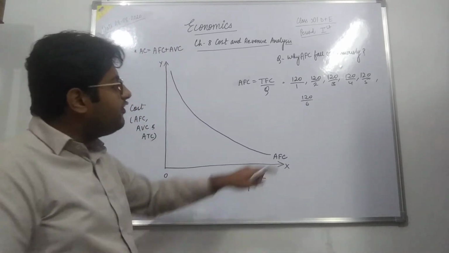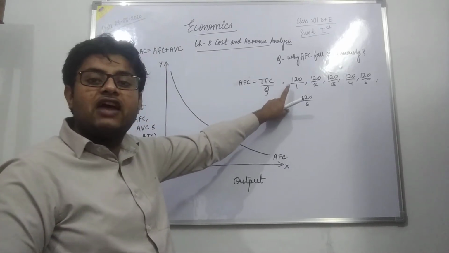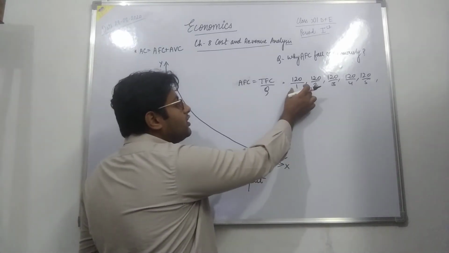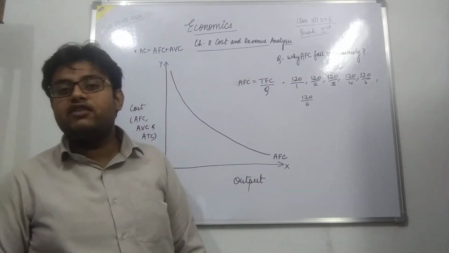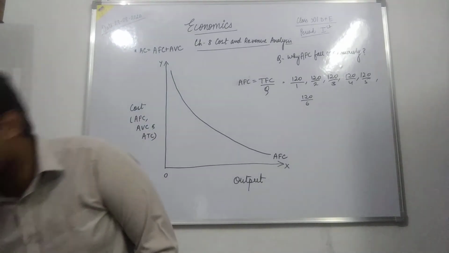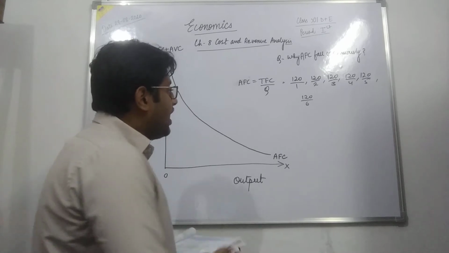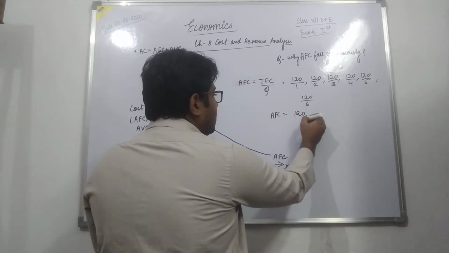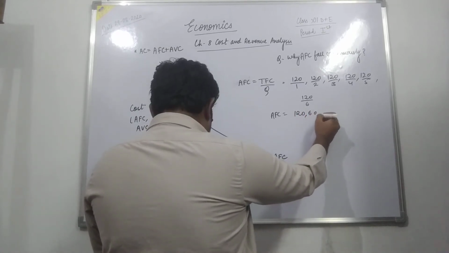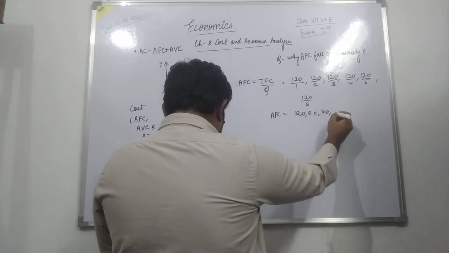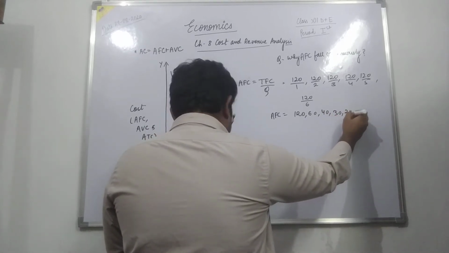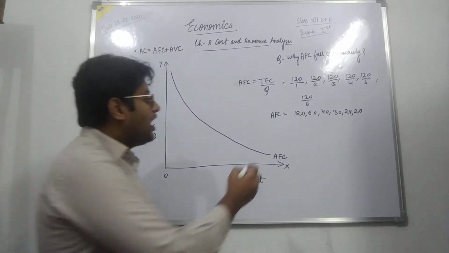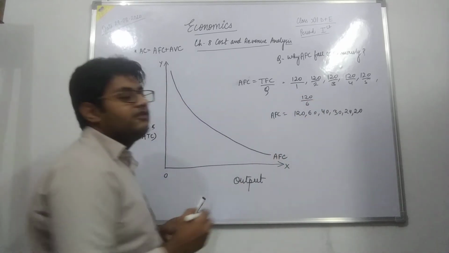And if we have to calculate average fixed cost, then we have to divide the total fixed cost by the level of output. So if we divide the total fixed cost by the given level of output, what answers were we getting? At the first level of output my AFC was 120, then it was 60, then 40, then 30, then 24, and then 20. You can see in the schedule in the book that average fixed cost was continuously falling.